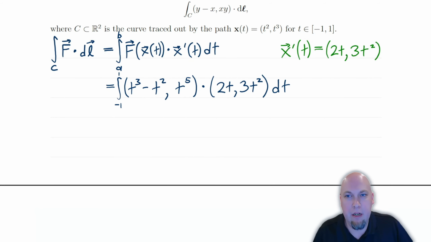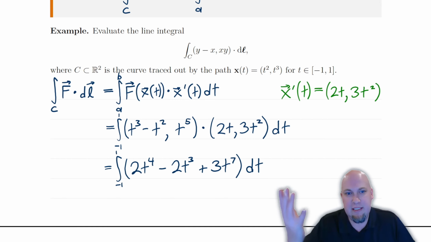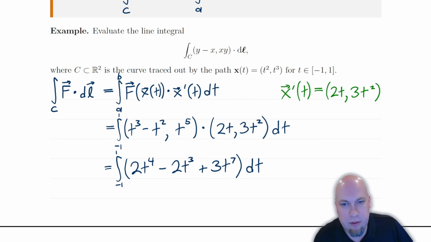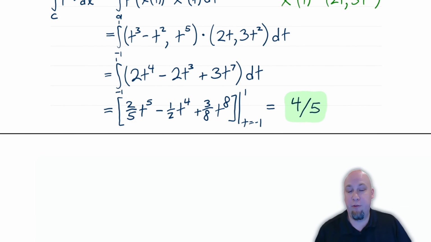Now it only depends on t, so I'm going to be able to compute this. It's an integral of a one variable function. If I do this dot product, I get t cubed minus t squared times 2t, that gives me these first two terms here, and then plus t to the power 5 times 3t squared, which is 3t to the power 7. That's a function of one variable. I integrate it from -1 to 1. I know how to do that. That's a problem from an earlier calculus course. It's just a polynomial. Every one of these exponents just increases by 1 and you divide by the new exponent. And at the end of the day, you just get a value of 4/5 for that integral. So that's what the vector line integral is.